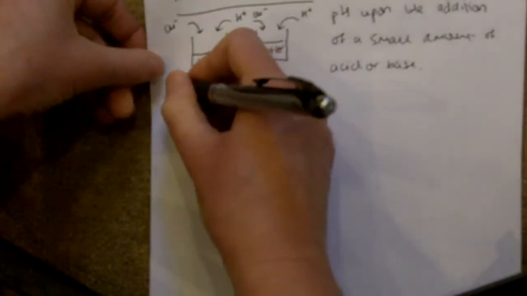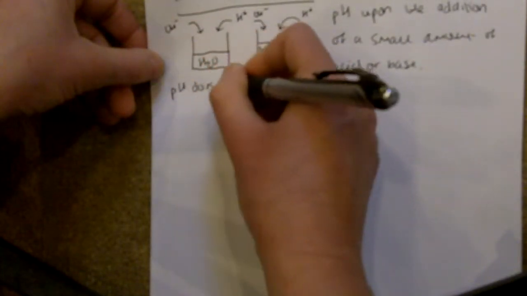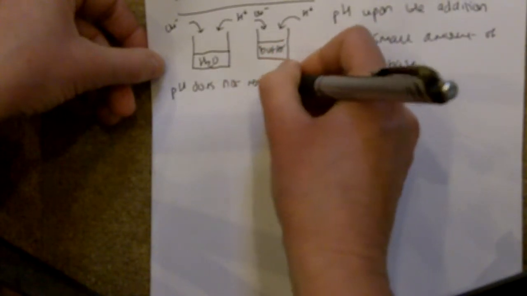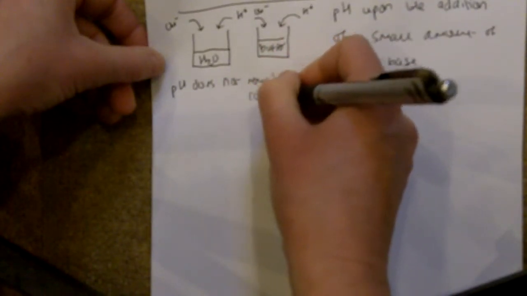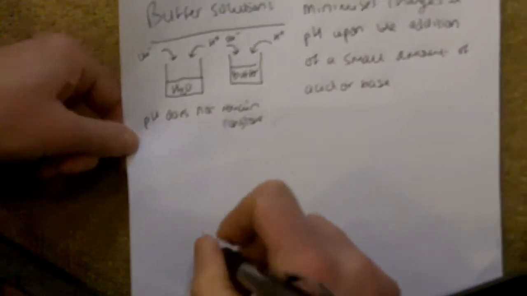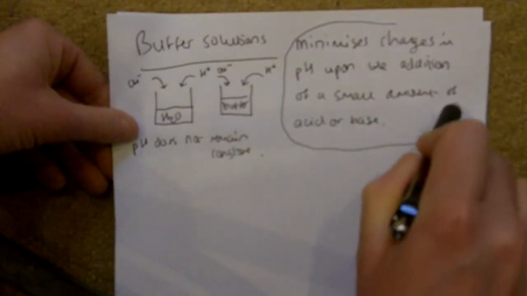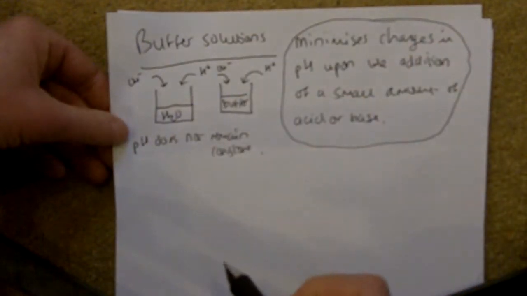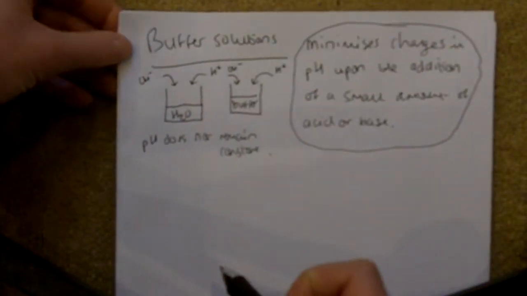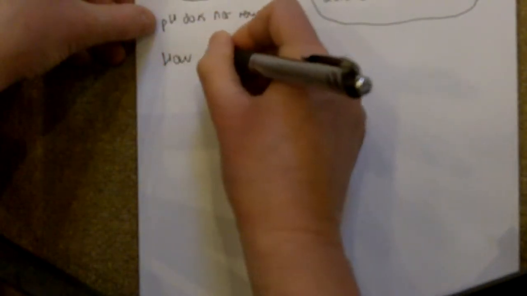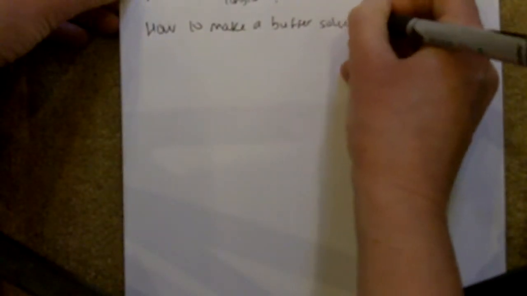However, the pH does not remain constant. It does change, but very slightly. Okay, so that's the definition. A buffer solution minimizes the change in pH upon the addition of a small amount of acid and alkali. So what do you need to know? You need to know how to make a buffer solution.